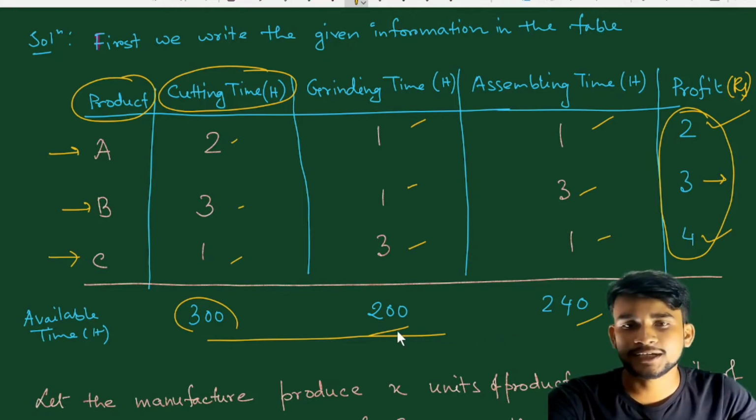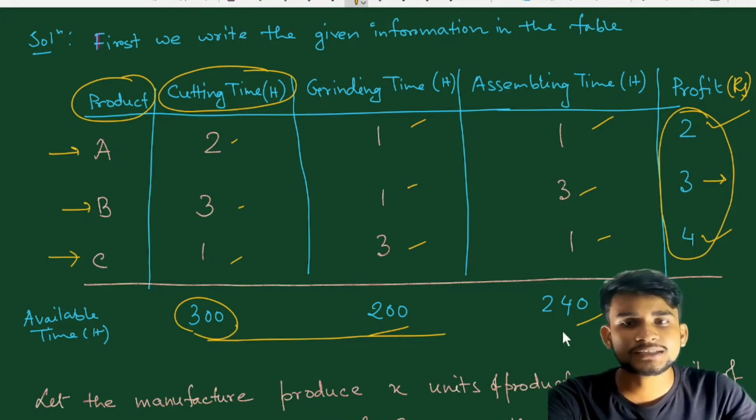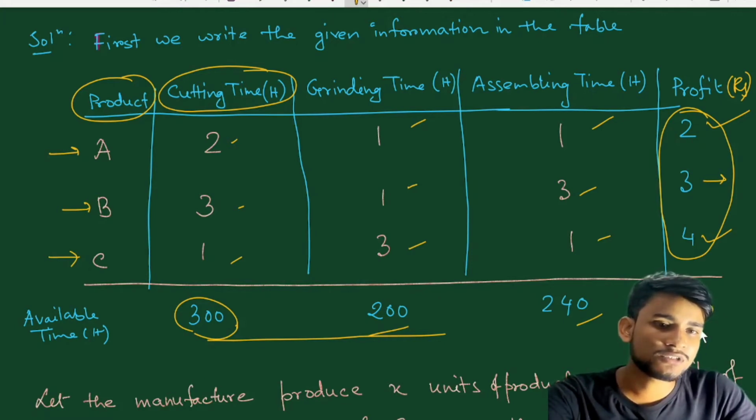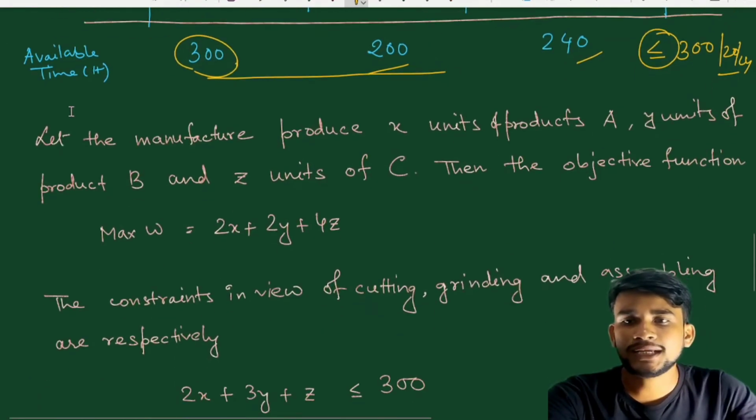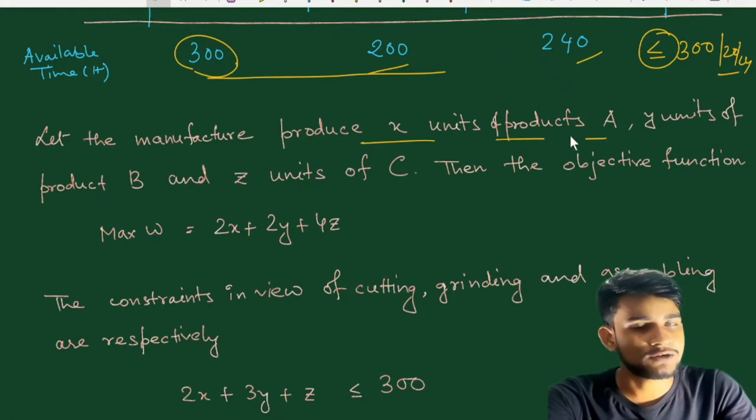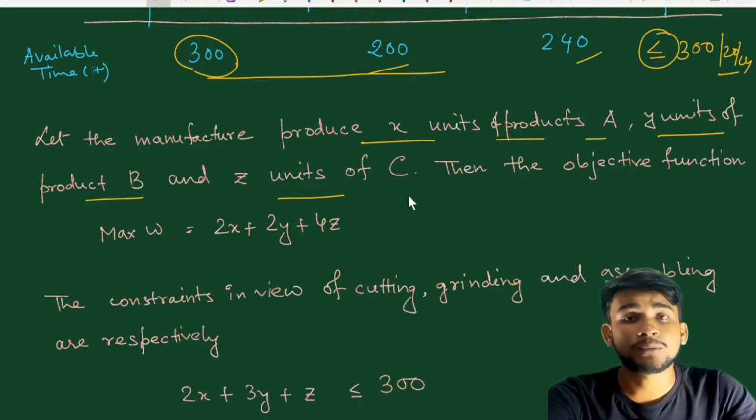So it is clear from this that the constraints must be of the less than or equal to type, because these are the maximum hours: less than or equal to 300, 200 or 240. This type of problem can be made. So let the manufacturer produce x units of product A, y units of product B and z units of product C.